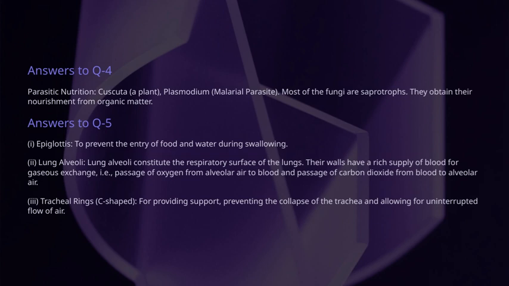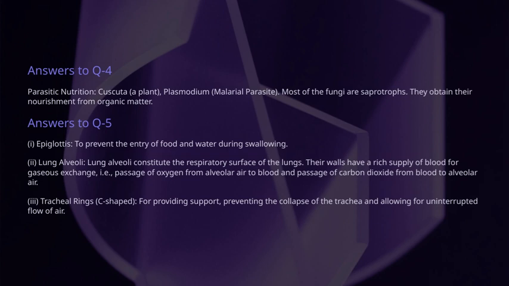Next, we have the lung alveoli. These tiny structures are where the actual gas exchange happens. The alveoli form the respiratory surface of the lungs, and their walls are richly supplied with blood vessels. This close contact with blood vessels allows oxygen to pass from the alveolar air into the blood and carbon dioxide to move out of the blood into the alveoli to be exhaled. This exchange is vital for respiration and maintaining the body's oxygen needs.